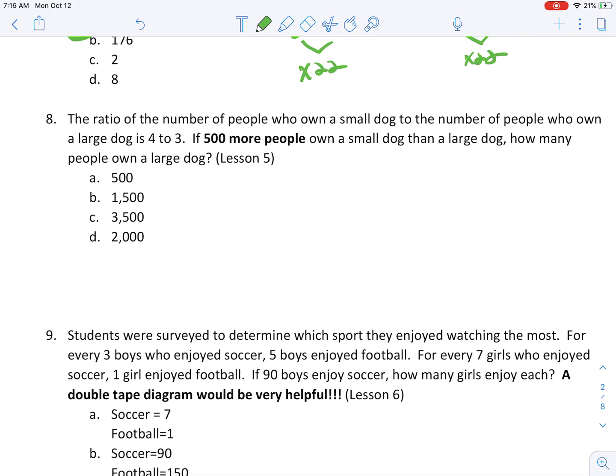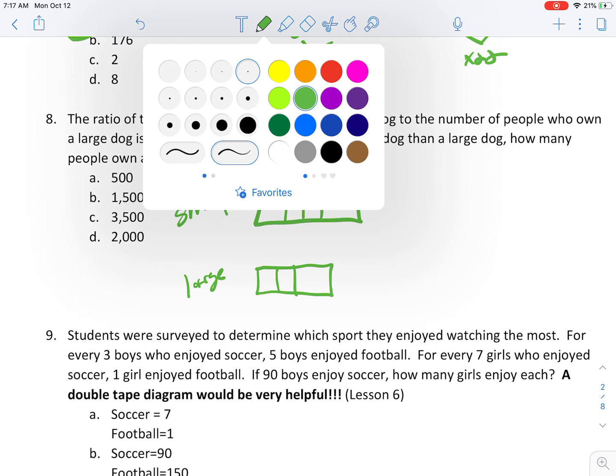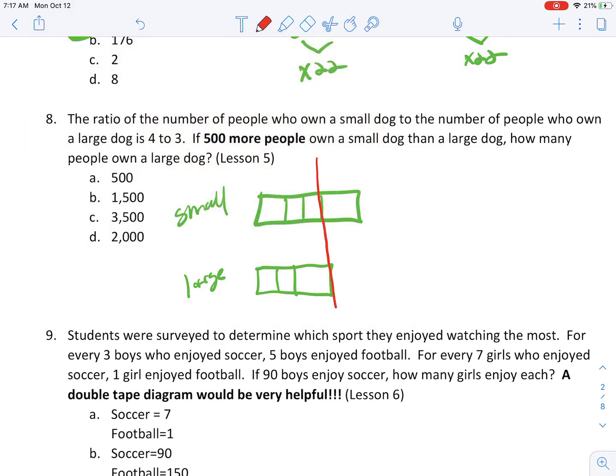The ratio of the number of people who own a small dog to the number of people who own a large dog is 4 to 3. So I'm going to make a tape diagram. This is small, this is large, and it's 4 to 3. If 500 more people own a small dog than a large dog, how many people own a large dog? Okay, well, we have to find our cutoff. There's one more unit for small dogs than there is large dogs, and it's telling us that that one unit has to represent 500 more people. So we're going to put 500 in that one unit.